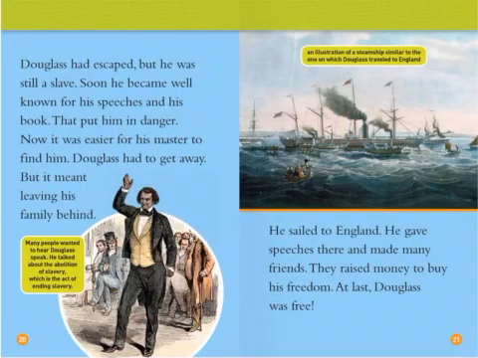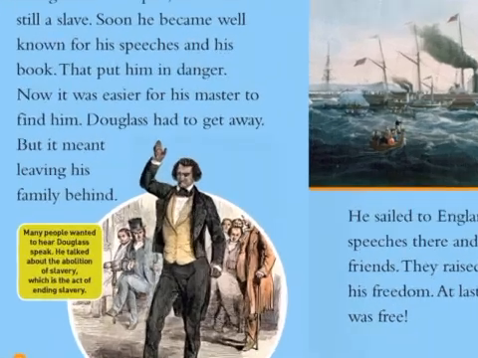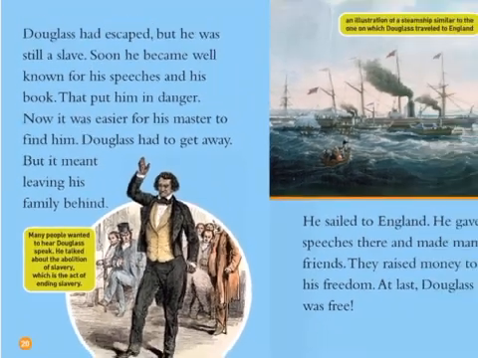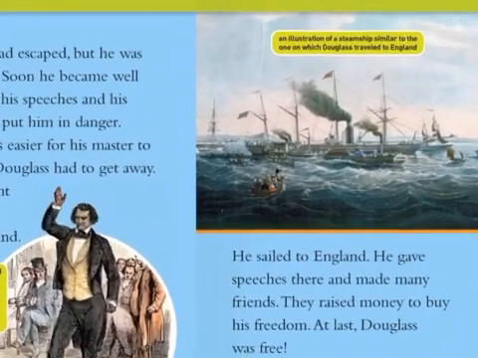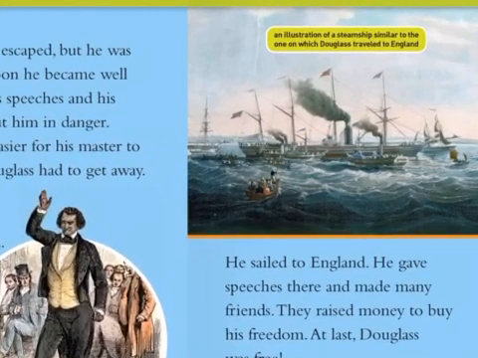Douglas had escaped, but he was still a slave. Soon he became well known for his speeches and his book. That put him in danger. Now it was easier for his master to find him. Douglas had to get away, but ended up leaving his family behind. Many people wanted to hear Douglas speak. He talked about the abolition of slavery, which is the act of ending slavery. He sailed to England. He gave speeches there and made many friends. There was money raised to buy his freedom. At last, Douglas was free. An illustration of a steamship similar to the one on which Douglas traveled to England.